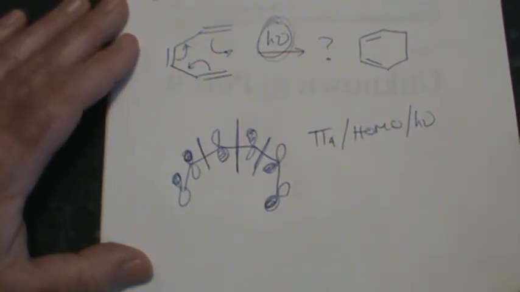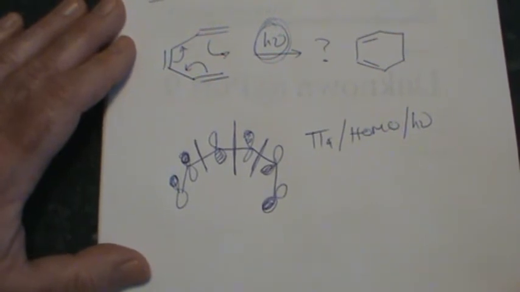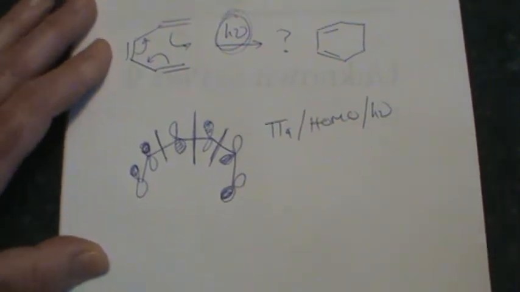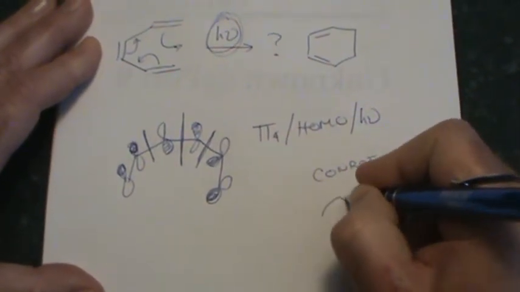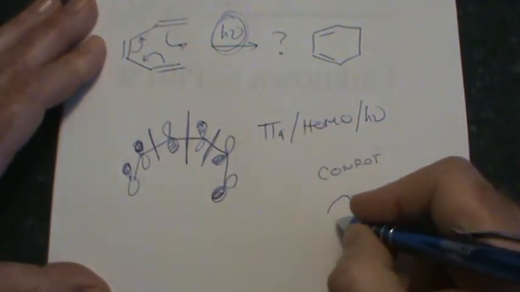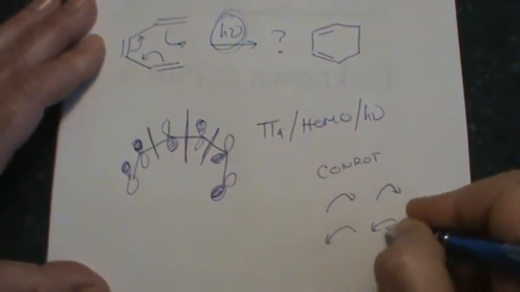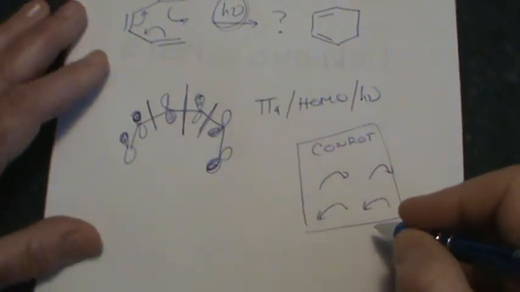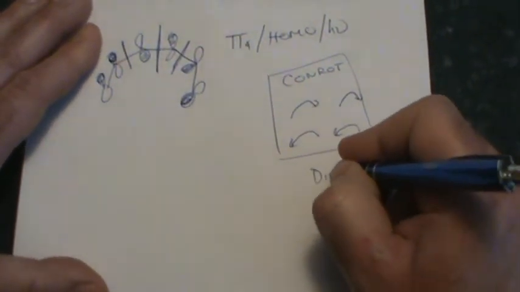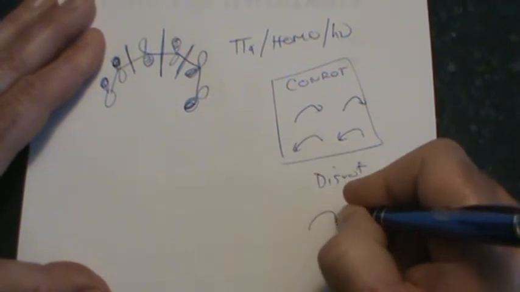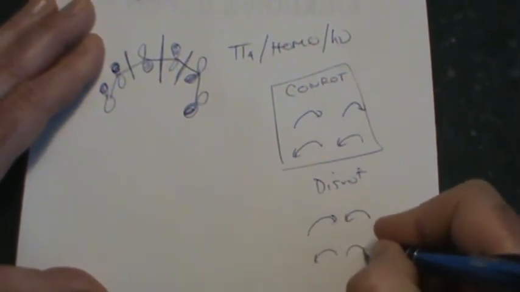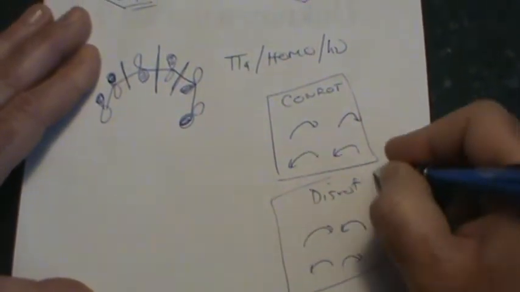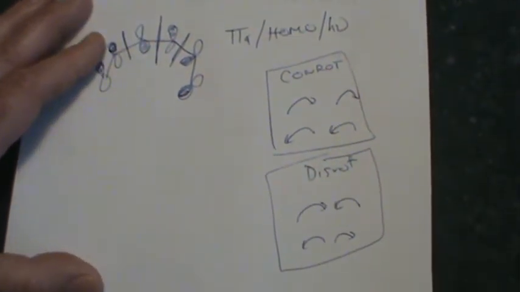The question is, when I look at pi 4, will this ring opening or ring closing happen in a conrotary or a disrotary fashion? Now remember, conrotary means that they're both falling in the same direction. It can be both that way, or it can be both that way. They have to both fall in the same direction. Disrotary means that they're falling in opposite directions. They can fall towards each other or they can fall away as long as they're falling in opposite directions. So that's how we describe conrotary and disrotary.